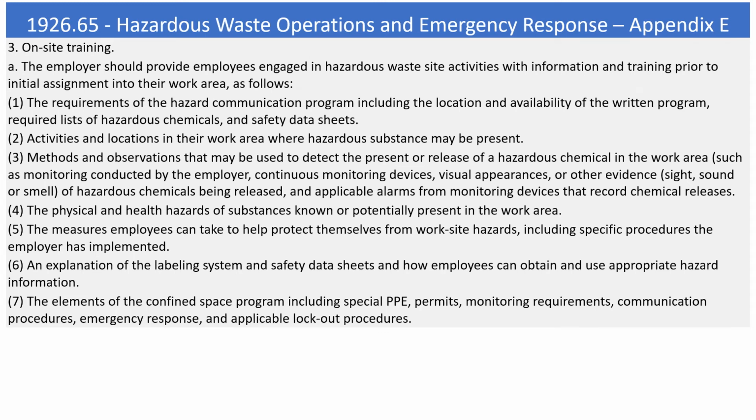2. Activities and locations in their work area where hazardous substances may be present. 3. Methods and observations that may be used to detect the presence or release of a hazardous chemical in the work area, such as monitoring conducted by the employer, continuous monitoring devices, visual appearances, or other evidence, sight, sound or smell of hazardous chemicals being released, and applicable alarms from monitoring devices that record chemical releases.